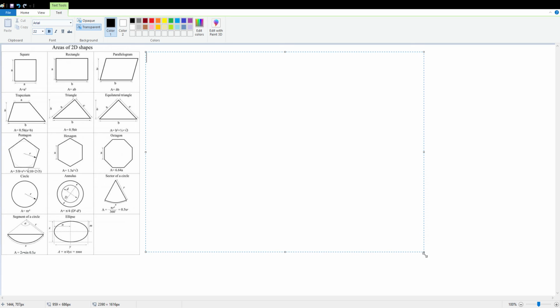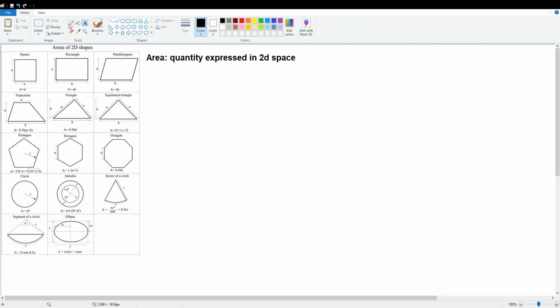And so I'm going to kind of explain it with some math. If you define area, I'm just going to define it simply as the quantity expressed, in this case, in two-dimensional space. And the key is that area is how much material or how much space is required to make an object.